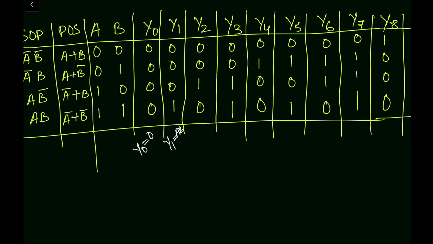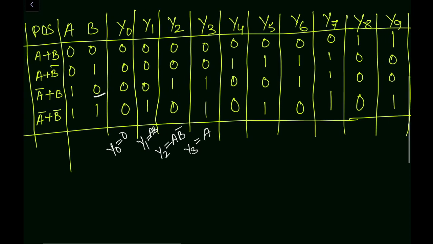Okay, now for y2 equal to 0 0 1 0, how can we write it? We can write it as a b bar, because when a and b bar, if we complement the b, then we will have the 1 value here. So here we can write a b bar. For y3 we can write y3 equal to 0 0 1 1. When a is equal to 1, the output value is 1. So we can write it as a.